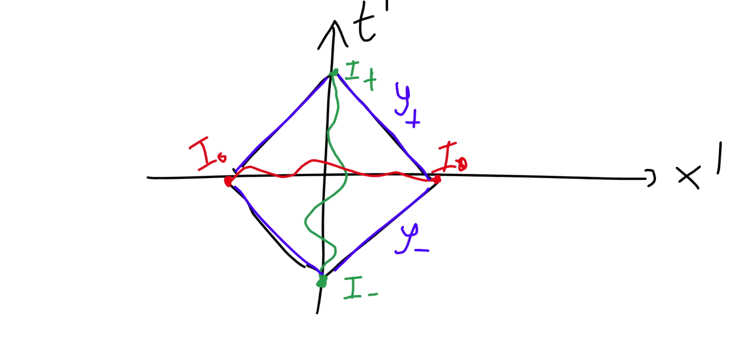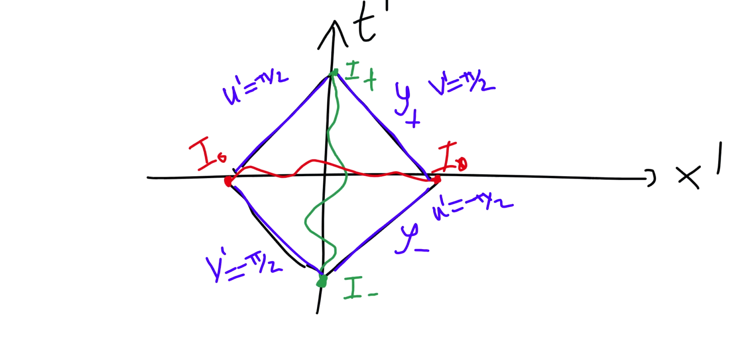And those blue lines, they're given by u prime equal pi over 2. They are the solution of arctangent. This is v prime equal minus pi over 2, u prime equal minus pi over 2, v prime equal pi over 2. Right.